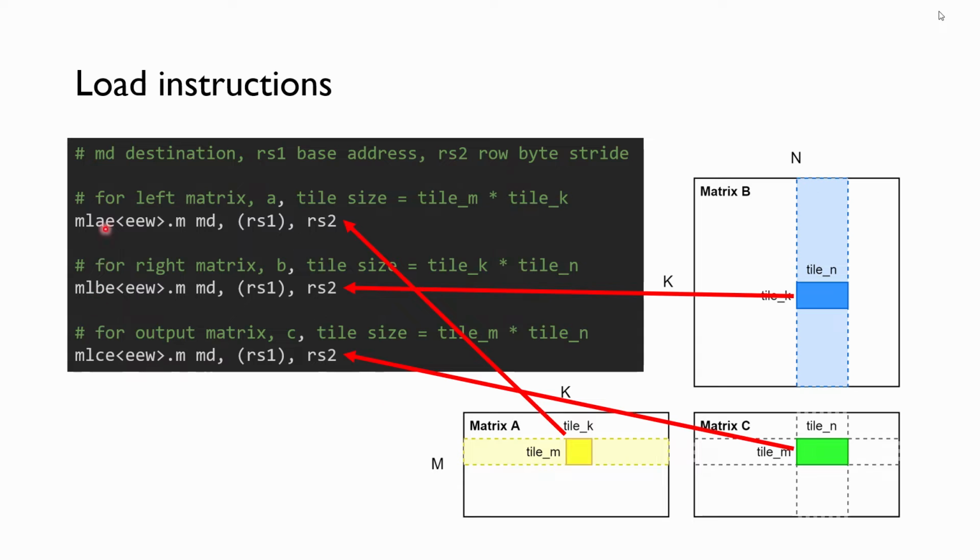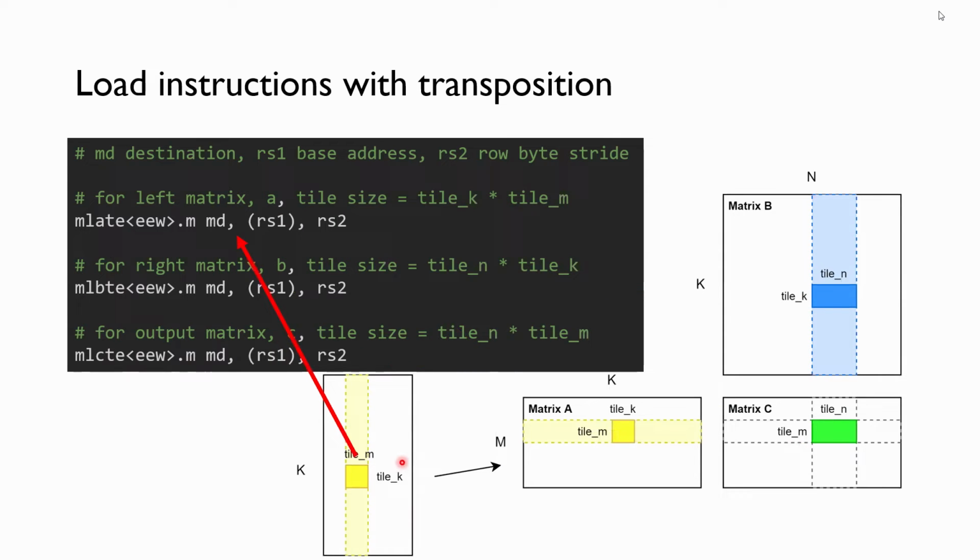So for the complete instruction here, MLAE loads tile A from the left matrix to a tile register, and the MLCE here loads a tile M by tile N tile to an accumulator register. The load instructions also support transposition operations by adding another letter T here. It means we are about to load a transpose tile to a matrix register.